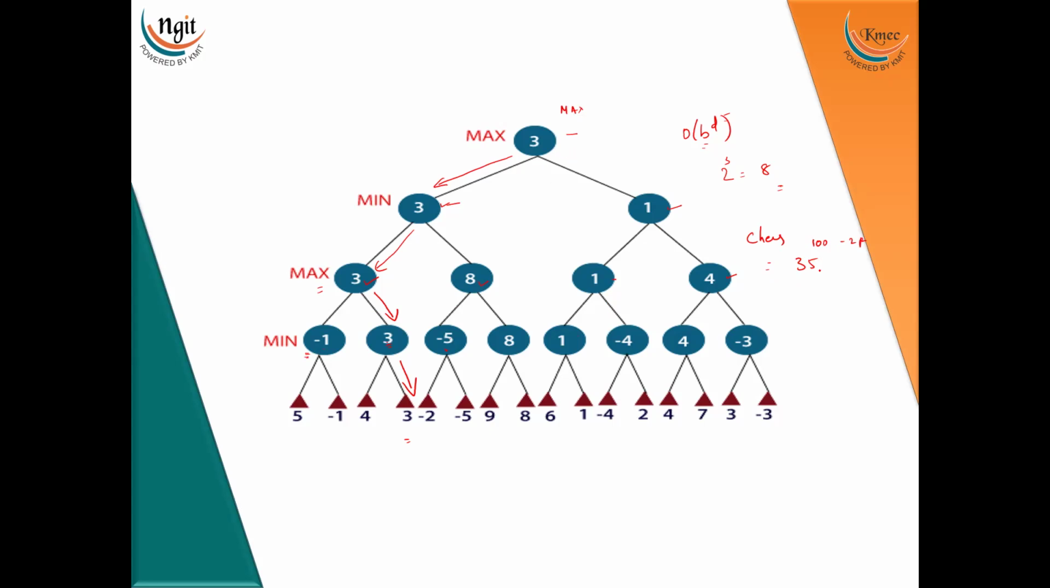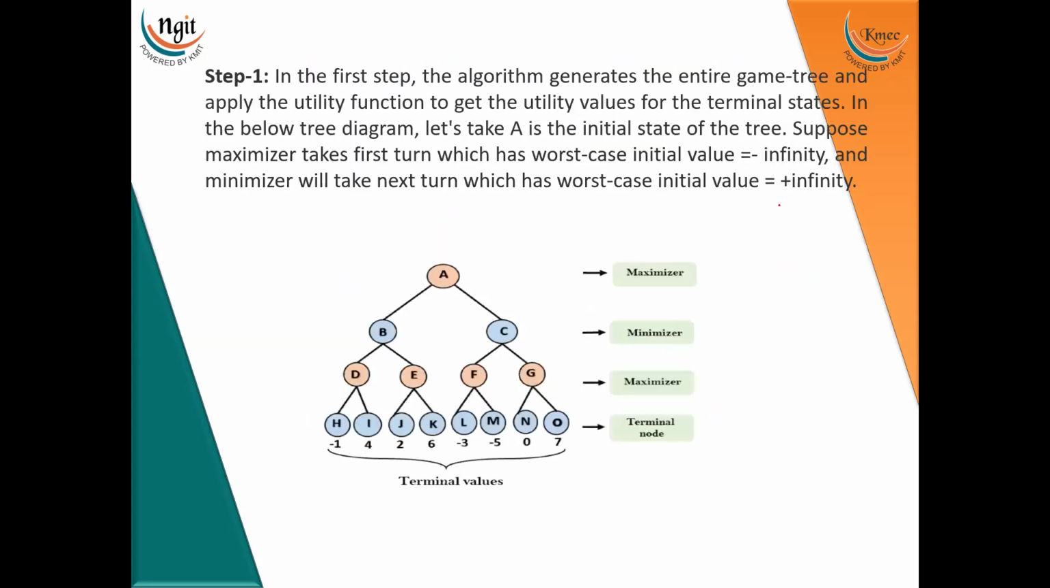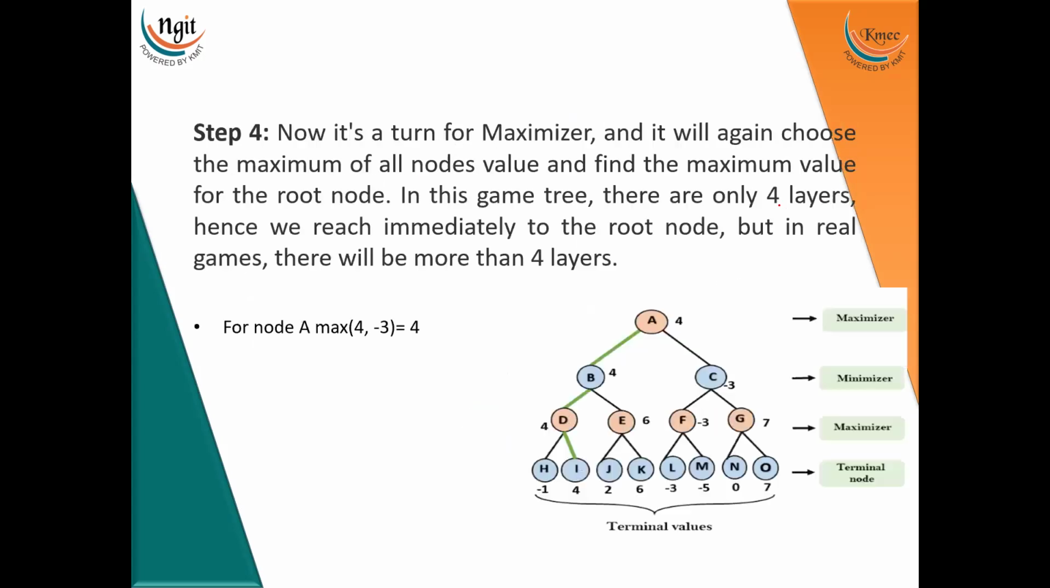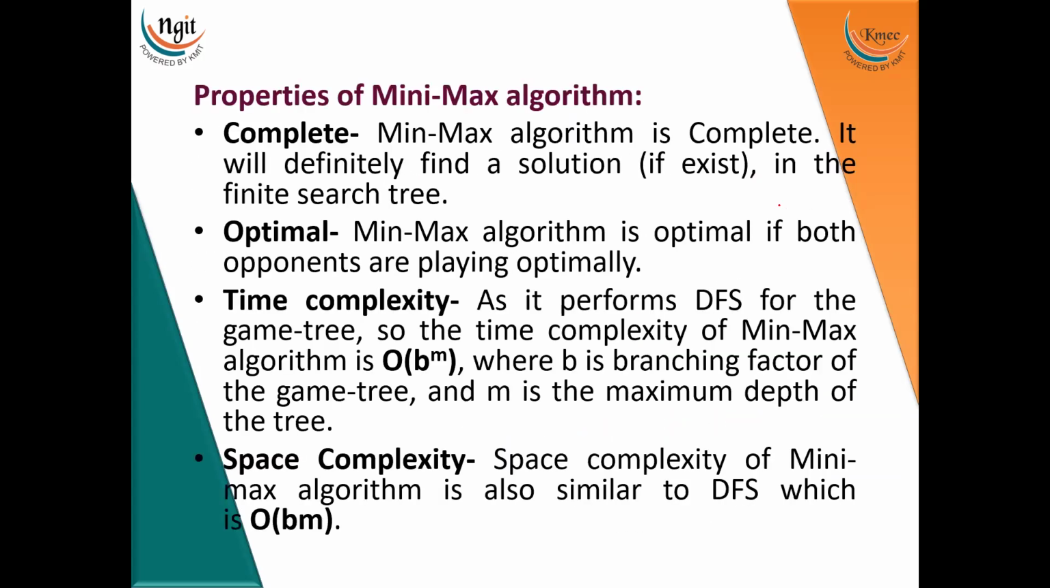Why? Because the time complexity and space complexity will be more, and it may go into an infinite loop at some point of time. So to overcome such disadvantages, we go for the next important algorithm, that is alpha beta pruning. So whatever disadvantages or limitations we have in this min-max algorithm can be overcome with the help of alpha beta pruning.